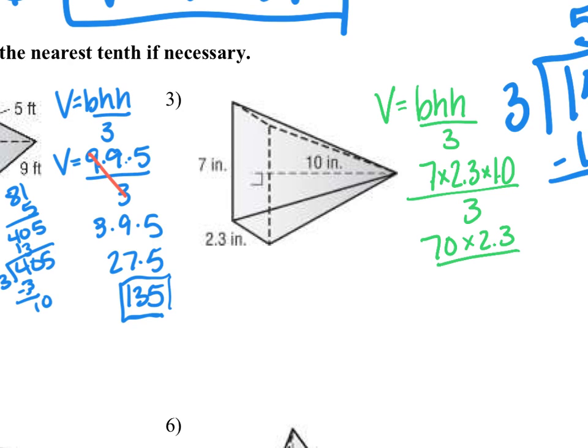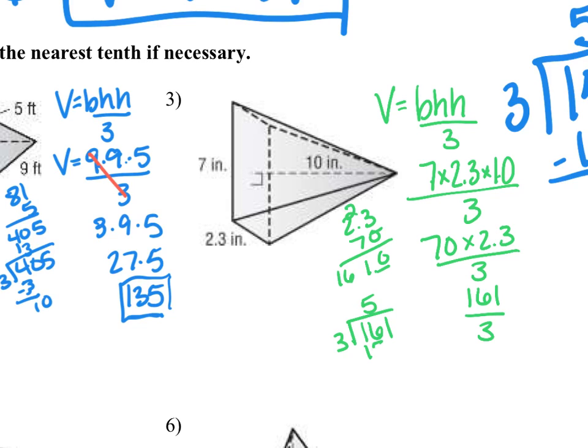And then divide by 3. And then I'm going to do 2.3 times 70, and I'm going to get 161. 161 divided by 3. It's going to repeat there. So 53.6.